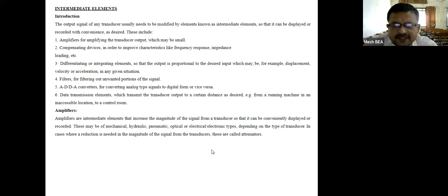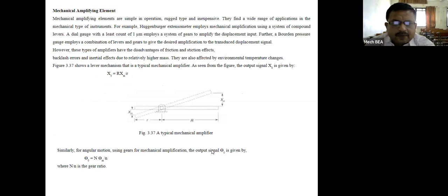Amplifiers are intermediate elements that increase the magnitude of the signal from a transducer so that it can be conveniently displayed or recorded. These may be of mechanical, hydraulic, pneumatic, optical, electrical, or electronic types, depending on the type of transducer. In cases where a reduction is needed in the magnitude of the signal from the transducer, these are called attenuators. Now, first is the mechanical amplifying element.